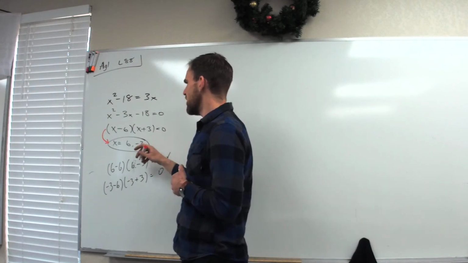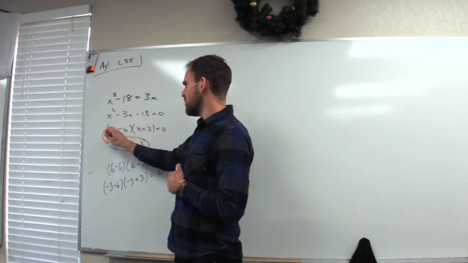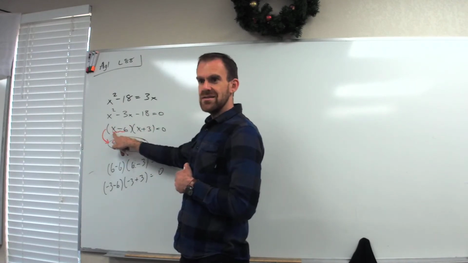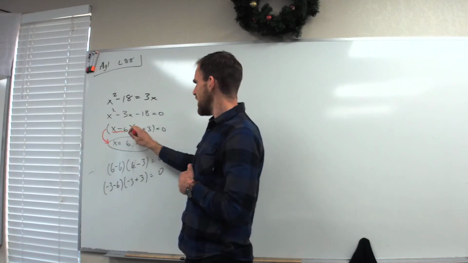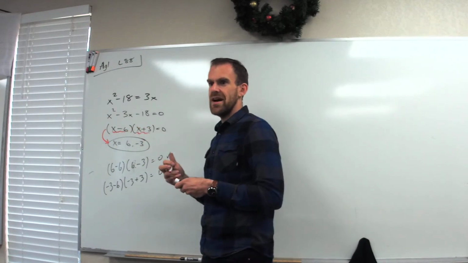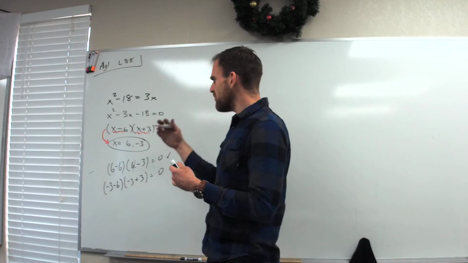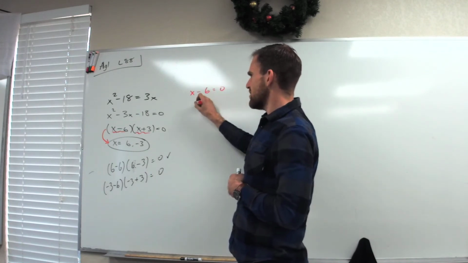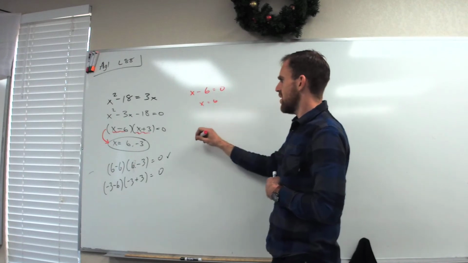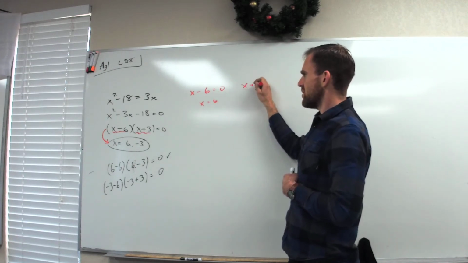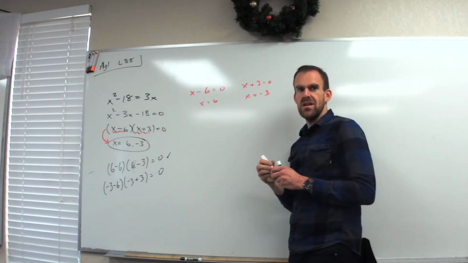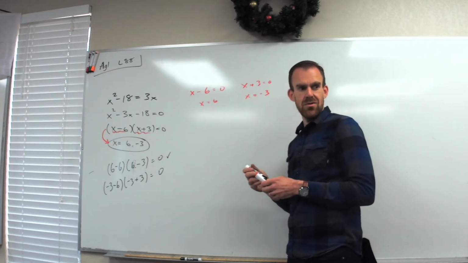So, how did I get from here to here? Well, I said what x will make this 0? And that x is 6. What x will make this 0? And that is negative 3. If you have to write out this step, that's fine. You could do x minus 6 equals 0, x equals 6, and then x plus 3 equals 0, so x equals negative 3. That's fine. But alas, they are equal.